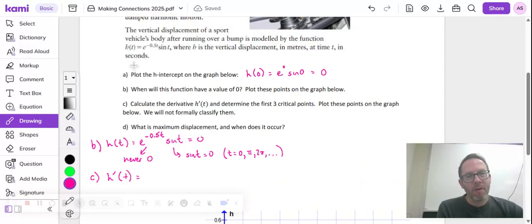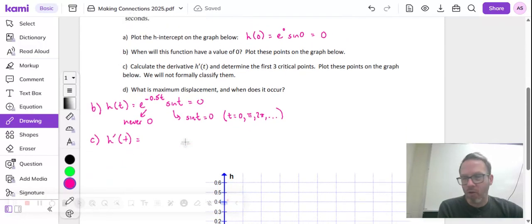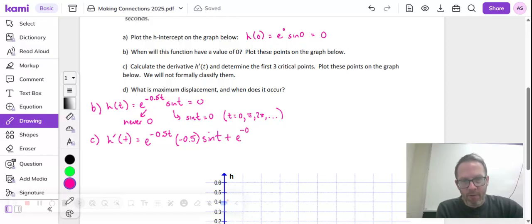So we have a product of two functions, an exponential with base e and sine t. So here we go. We'll differentiate the first function, which is just itself, but it's not just t in the exponent, it's minus 0.5t. So multiply by the derivative, minus 0.5. And then leave the second function alone, sine t, plus leave the first function alone, e to the minus 0.5t, and differentiate the second function. Sorry, the derivative of sine is cosine.